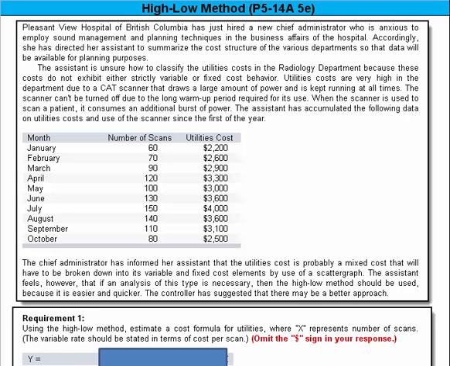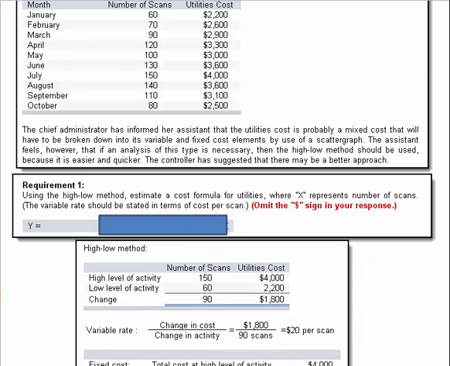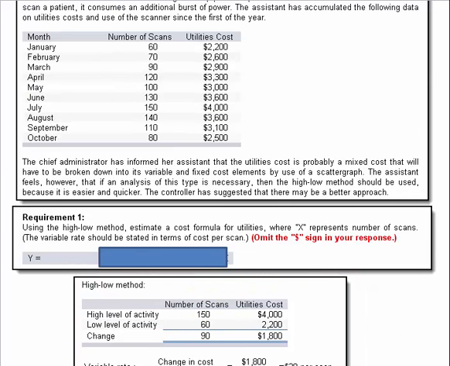Requirement 1 says, using the high-low method, estimate a cost formula for utilities where X represents the number of scans, and the variable rate should be stated in terms of cost per scan. All right, let me slide up so we can see how we would solve this. I'm not going to be able to get it all on the screen, but I'll move it as we talk here. So what do we do with the high-low method?